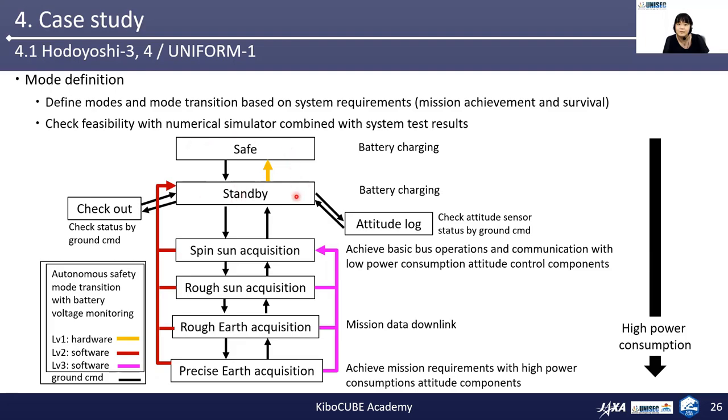From this mode, we can move on to the component check mode, which can check the status of the components with the ground station command, or attitude log mode, which can check the attitude sensor status with the ground station command, or spin star acquisition mode. The mode transitions are activated with the command from the ground station.